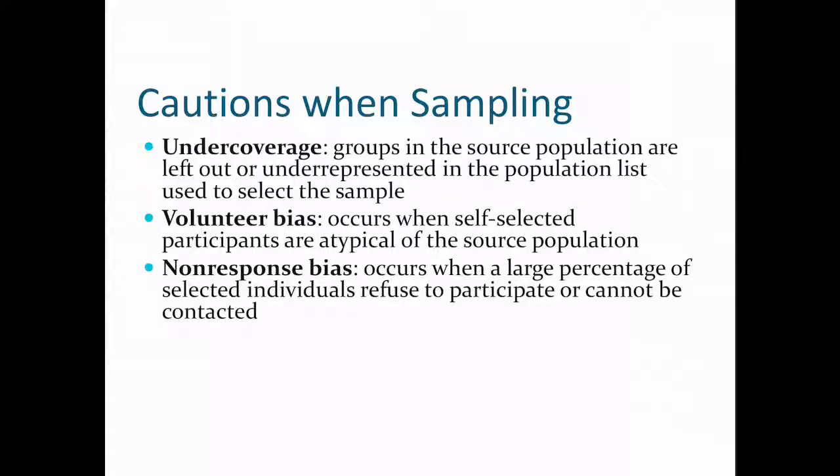Non-response bias, probably one of the biggest ones, occurs when a large percent of individuals just refuse to participate or cannot be contacted, right? You get called up on your phone, please fill out the survey, or you buy something online, or you do a service and then there's an email following it, please take our survey and tell us how we did. And many times people probably don't fill it out, right? That's non-response bias.